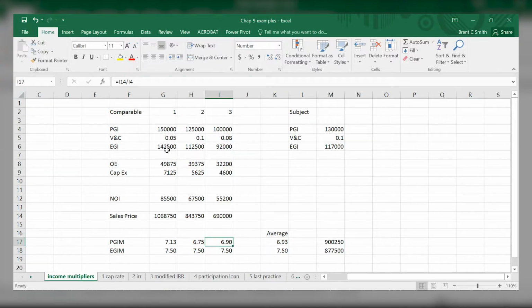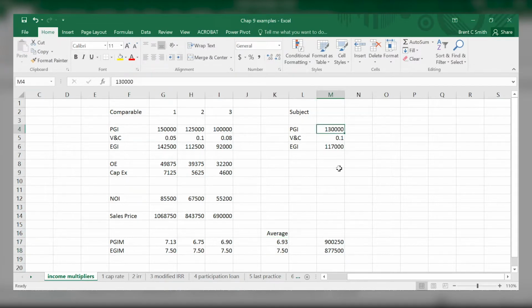Another one then, of course, would be the EGI. And as you can see, we have a slightly different number, and they're all the same on that one, 7.5. So again, this 843,000 is 7.5 times this estimate of EGI for comparable number 2. Now what I've just done over here, just to illustrate how we might use these, is I've taken the average of the two, and then I've looked at my subject.